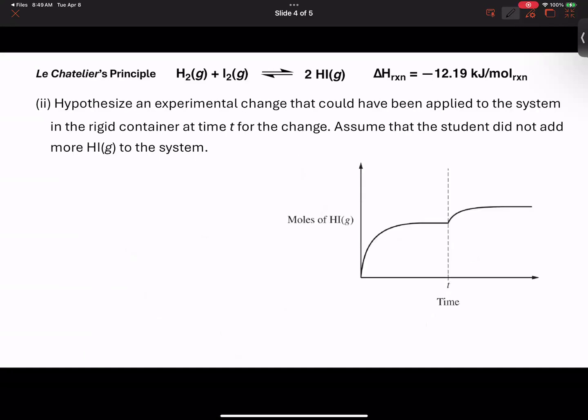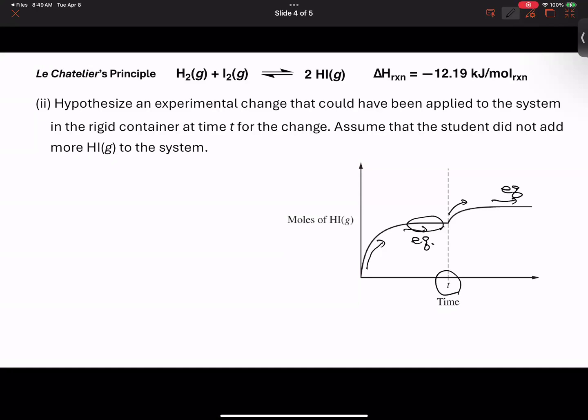Okay, suppose an experimental change has occurred in the rigid container at time t, and assume that the student did not add any hydrogen iodide to the system. So let's look at the difference over time. Initially the reaction was occurring, and it reached a point where the moles don't change anymore. So in this region, the equilibrium has been established. Now at a certain time t, a certain disturbance occurred to the system, and it is now a non-equilibrium system, and then a second equilibrium is reached right there, with more moles of hydrogen iodide.